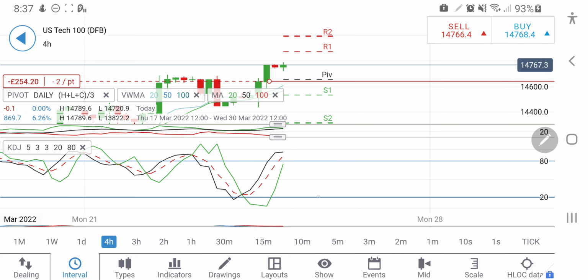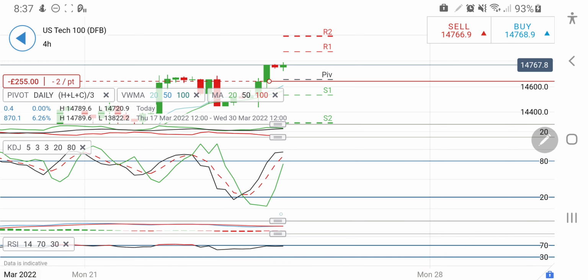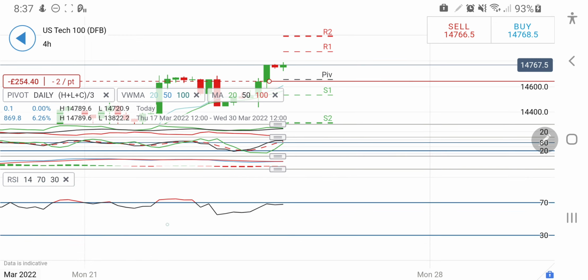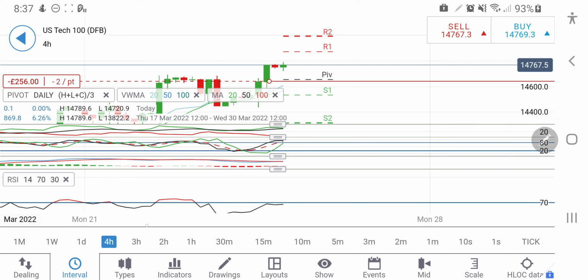The stochastic on the 4 hour charts is overbought here. So possibly a couple of red candles can be expected. And yes, a crossover on the MACD is what we can expect. If it crosses over, it can resume the bull run again. RSI is near to overbought levels.